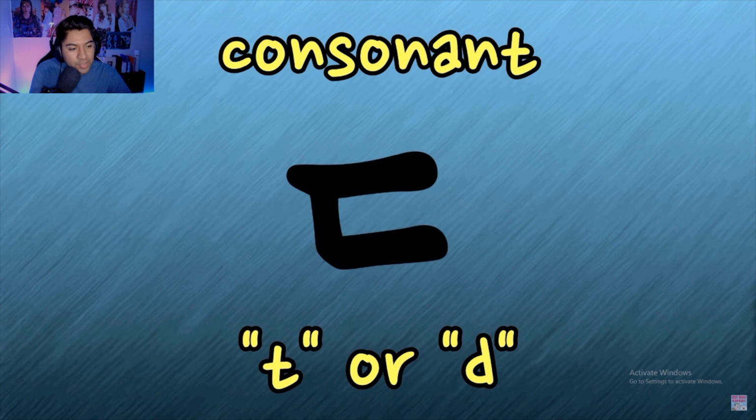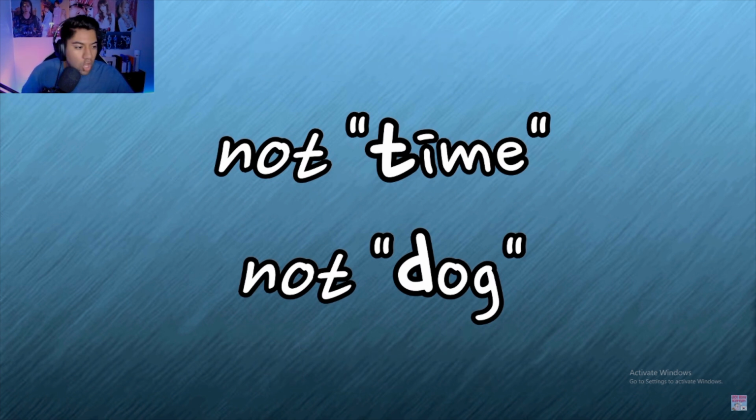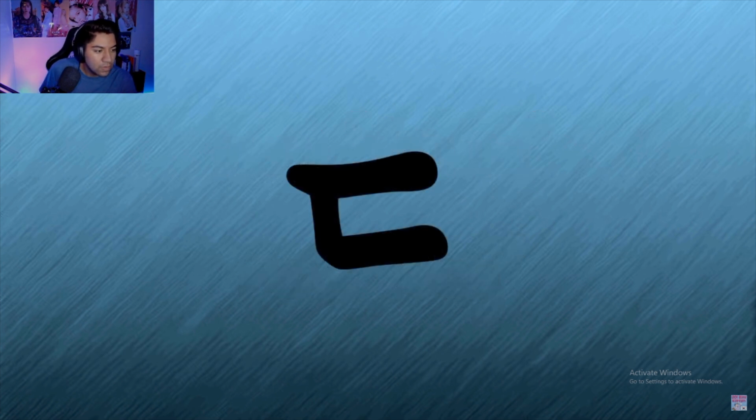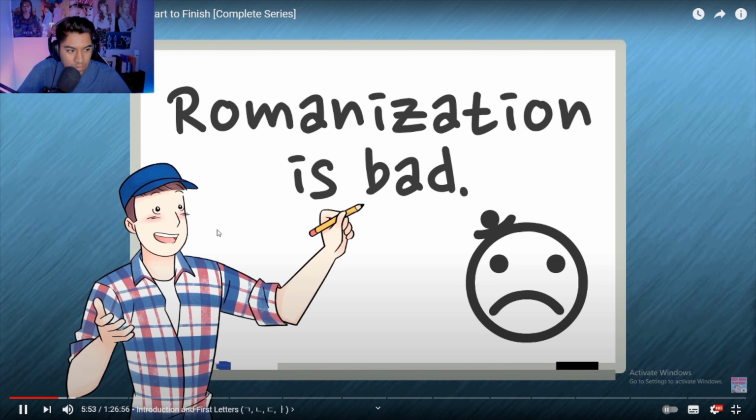This letter is similar to a T or a D sound in English, but it's not a hard T sound like in the word time, and it's not a hard D sound like in the word dog. It's between T and D, and is a bit softer. We can combine this consonant with our vowel ah and hear ta. Ta. Ta. Ta. And once more. Ta.